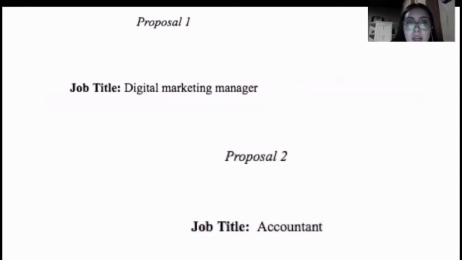The proposal one is a digital marketing manager. We have three lists, which are responsibility, abilities, and experience. And for example, we require someone with the responsibility of planning and managing social media platforms, with excellent writing skills and maybe with a bachelor's degree in marketing.